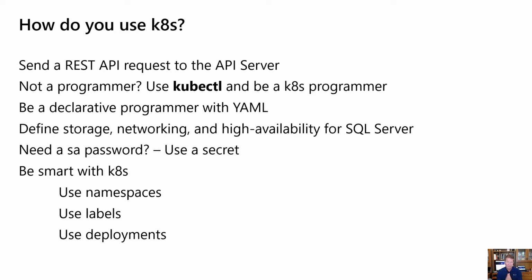And for SQL Server specifically, you're going to do some things. You're going to define storage you need, you're going to define networking like load balancing, and you're going to define high availability you want. We'll see how to do that with a concept called a replica set. And you might need an SA password, so you're going to use a secret to store that SA password. But you want to be smart with Kubernetes, using namespaces to scope out your deployments, using labels, and even using this concept of deployment to organize what you're going to do with Kubernetes. That is really important. We're going to see in a second what that looks like.